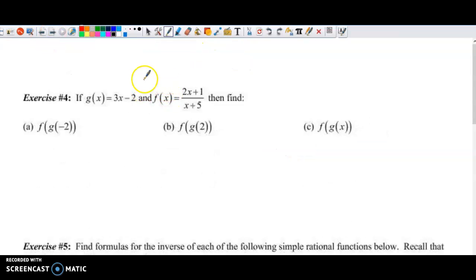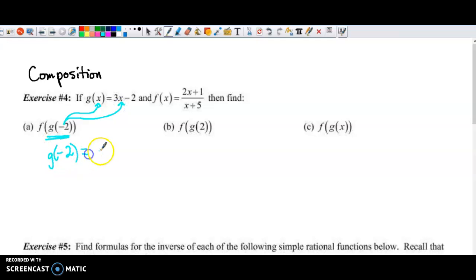The next one is reminding you of the composition function, which I believe we did in the first semester, earlier in the school year. And so as a reminder, what you're supposed to do is g of negative 2 first. That's going to the g function and plugging in negative 2. So my encouragement for you would be to plug in negative 2 in for the g function first and figure out what that answer is. So we're looking at negative 6 minus 2 is negative 8. But now what you have to do is f of negative 8.